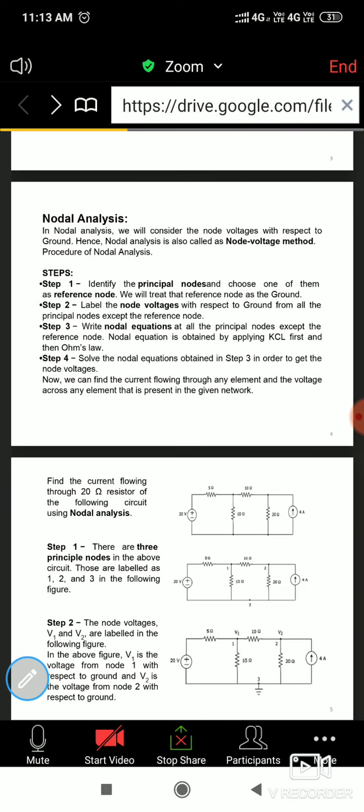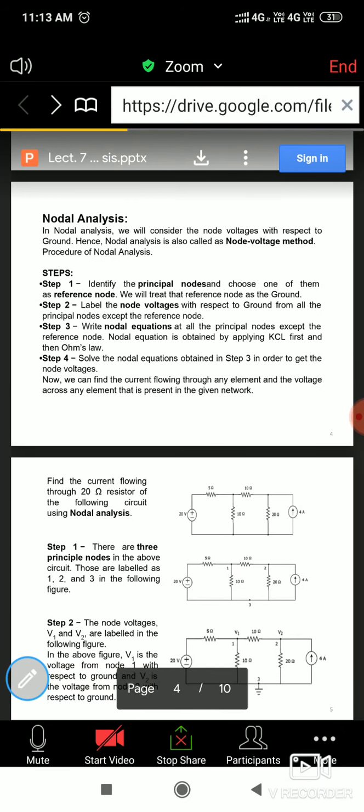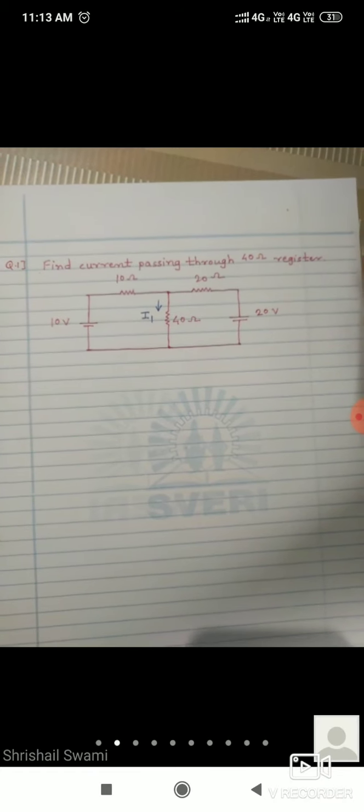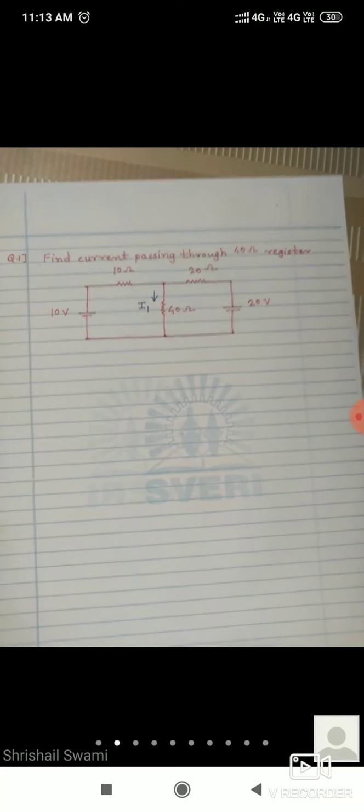Now we are going to solve the problem. For that I will share the screen here. We are going to solve problems now. First of all, note down the question here: find out the current passing through the 40 ohm resistor.